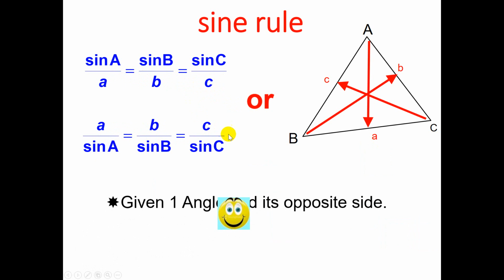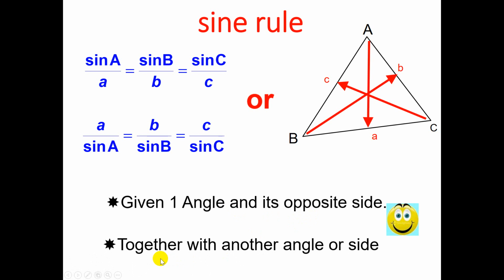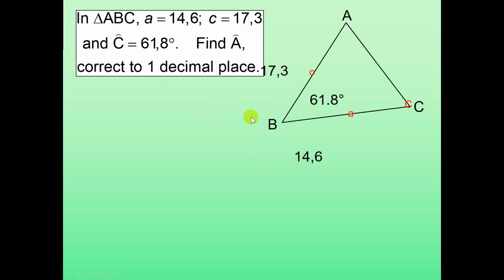So when do we use the sine rule? Given one angle and its opposite side, together with another angle or a side. Looking at the first example, all the information is on the diagram, and the question is to find angle A.